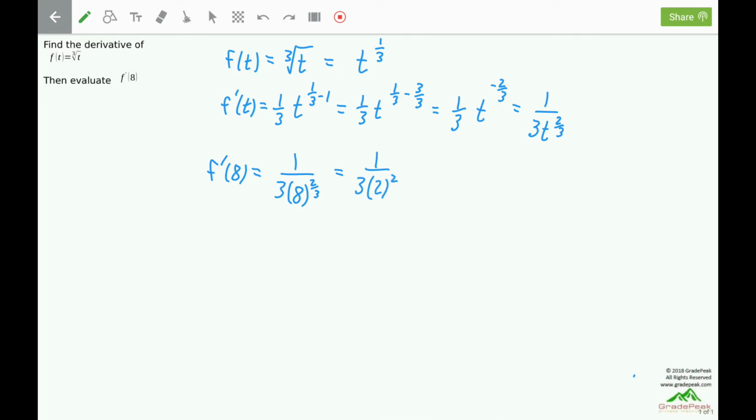It's still raised to the 2 power from the numerator of the fraction. And it'll be 1 over 3 times 2 squared, which is 1 over 3 times a 4. And 3 times 4 is a 12. So 1 over 12.